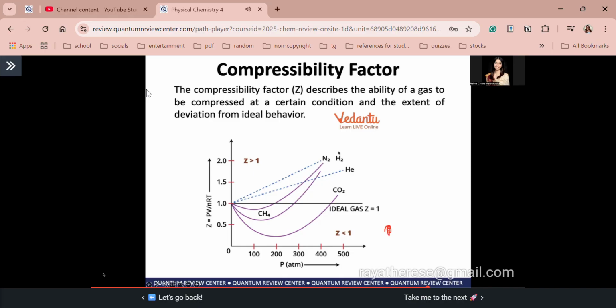So for example, this is your ideal gas line. Z is equal to 1. As we deviate from ideality, the real gases have Z greater than 1. For example, N2, H2, He, CO2, these are real gases. Therefore, they deviate from ideal behavior. That's why Z is not equal to 1. I hope that's clear. Again, remember the equation for Z, that is equal to PV actual over nRT.